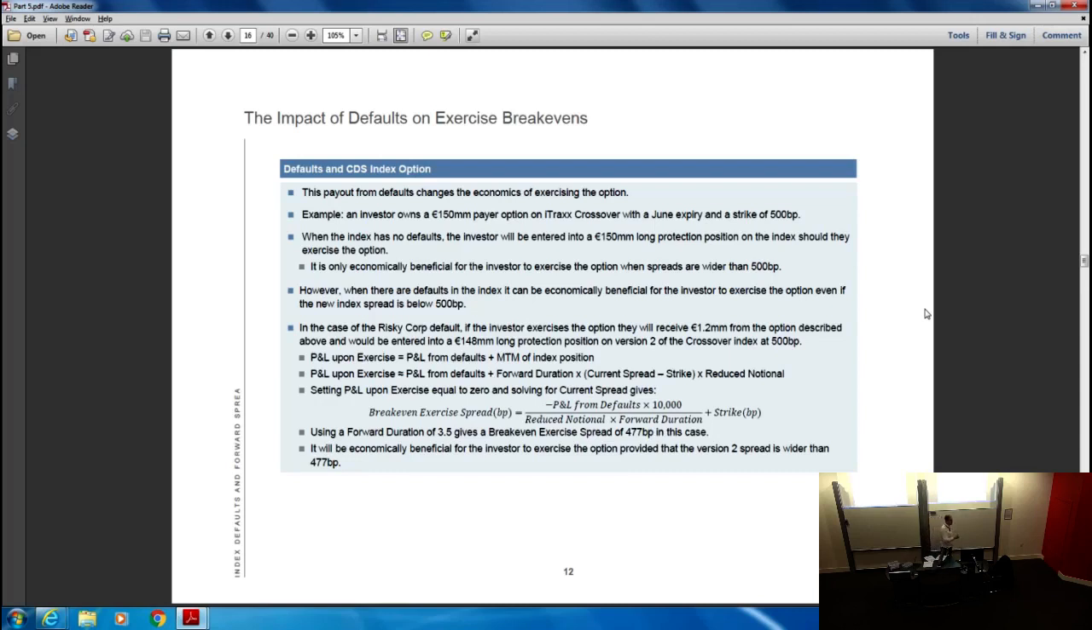So what does that mean? That actually means, if you think about it, that you will exercise the option to go into a long protection position even if spreads are less than 500 basis points.